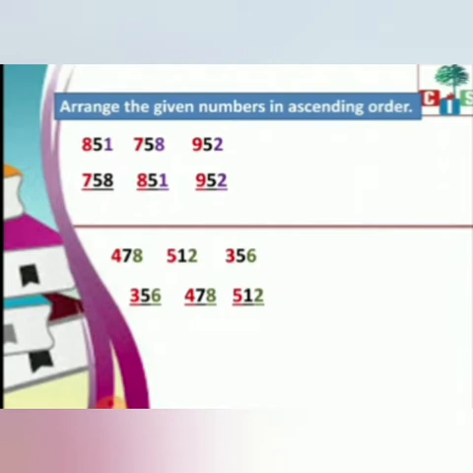Now let's move to the next slide. Arrange the given numbers in ascending order. 459, 654, 523. You all will look at the 100 place value. So here it is 4, in this number it is 6, and here it is 5. So find the smallest number. That's correct, 4 is the smallest one.